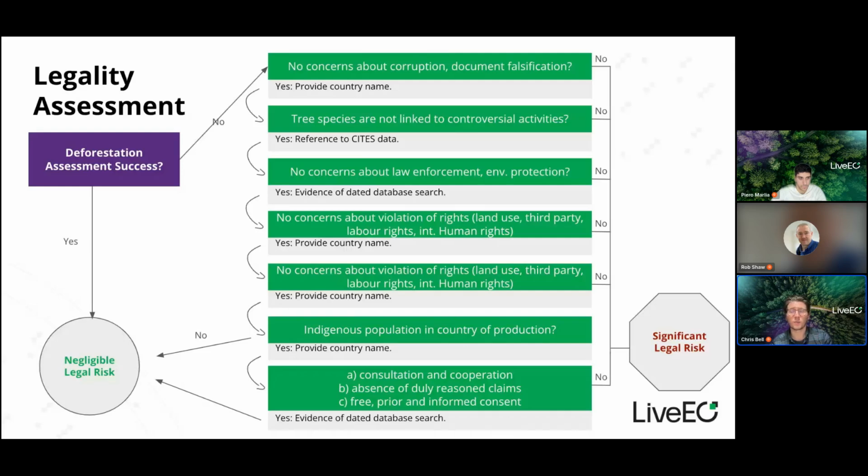And then building on top of that, of course, whether or not there's been any consultation and cooperation with those people. So the idea behind all of this is that if you can say no to these, then, the no's are in the wrong place, I think, here on this chart, but if you can say no to these questions, then of course you can say there's only a negligible legal risk, and in that case, you're in a good place legally to be able to place the product on the EU market.